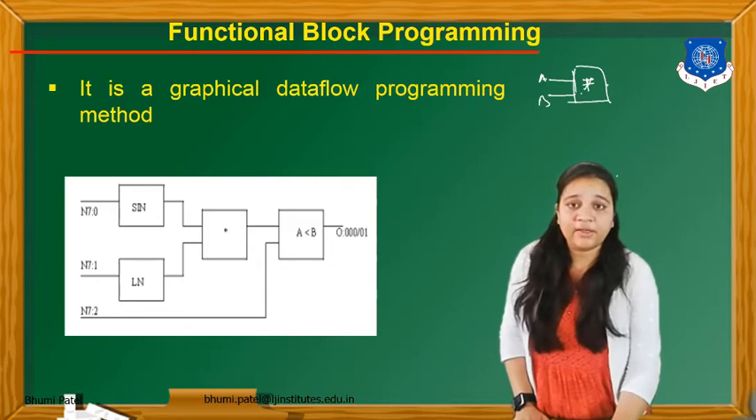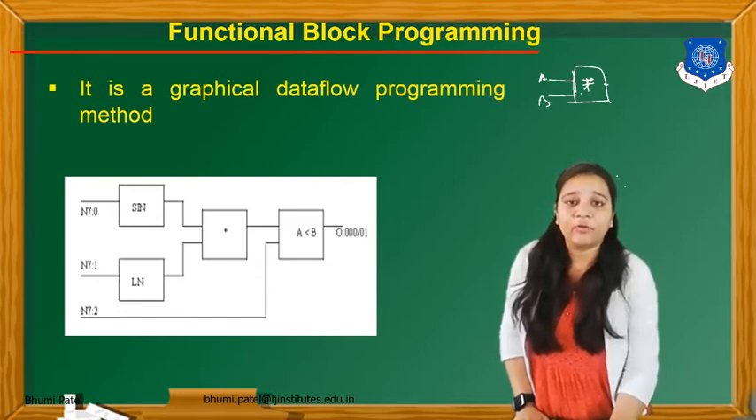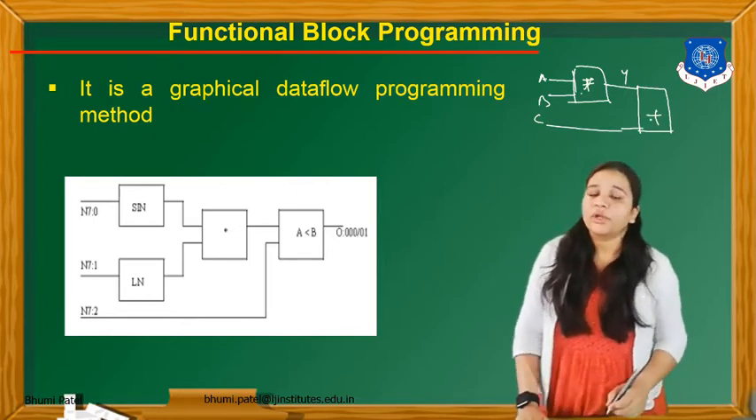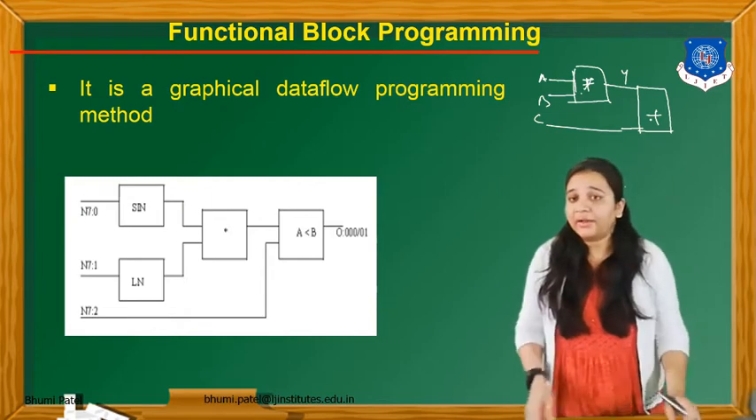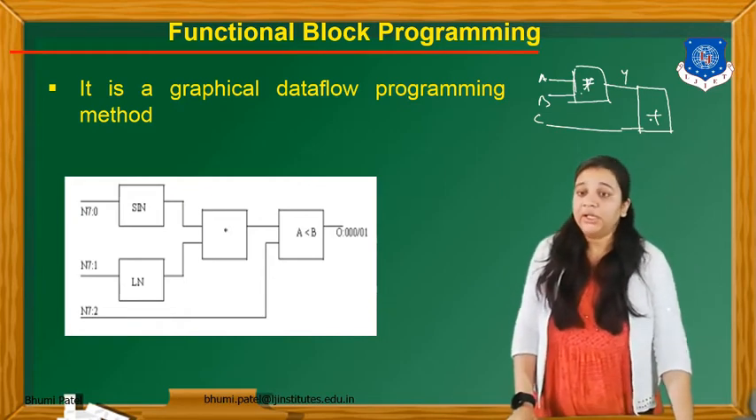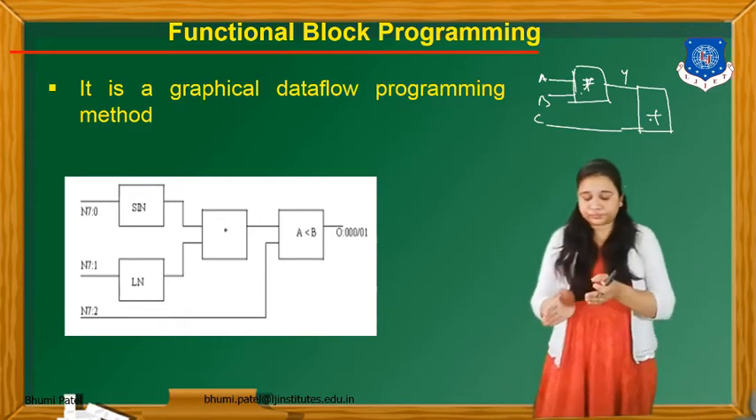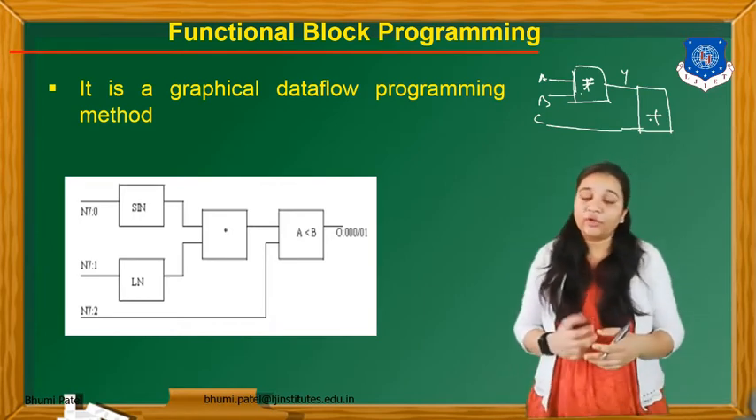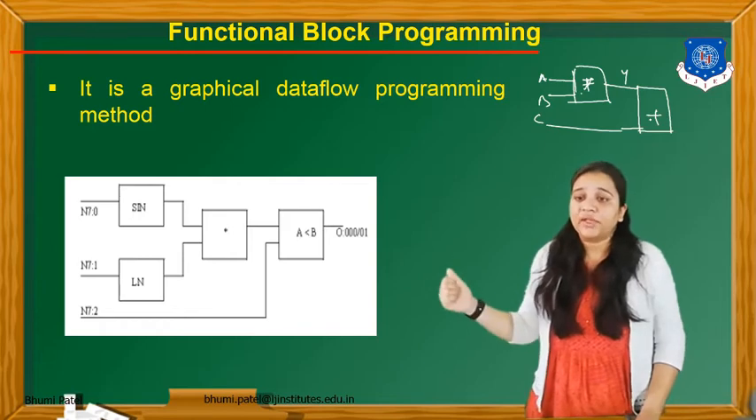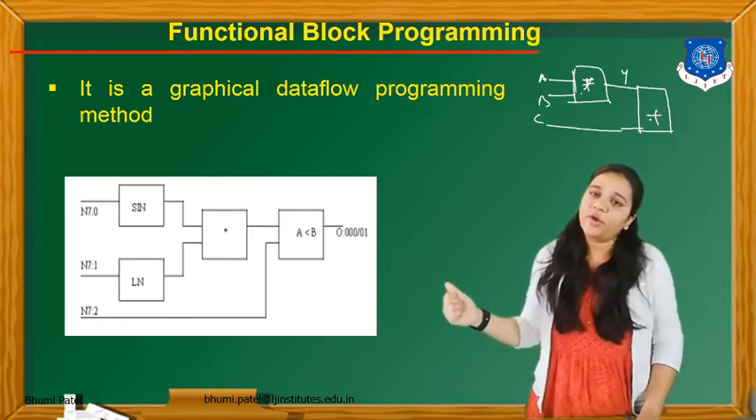So using this format we simply multiply A and B. Suppose after this Y is my output, and after that we have to add Y with the C input. So we simply put here a block with the addition, and it will add Y and C. So this is the graphical data flow programming method. If we have to apply a graphical method for a particular program, that time we can use functional block programming.